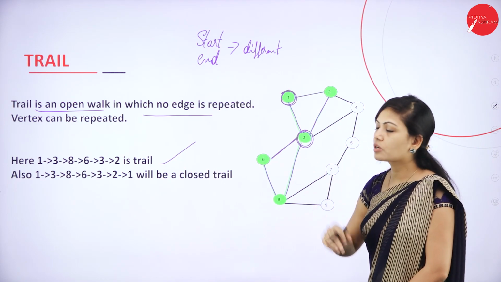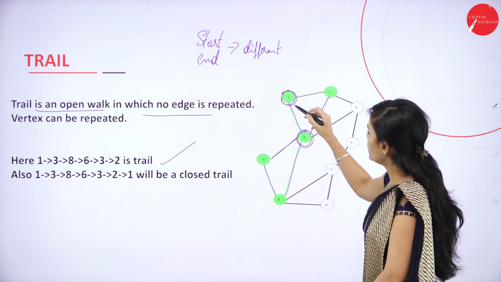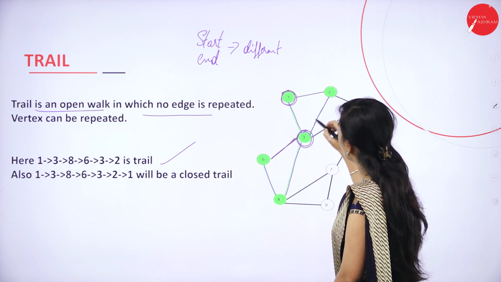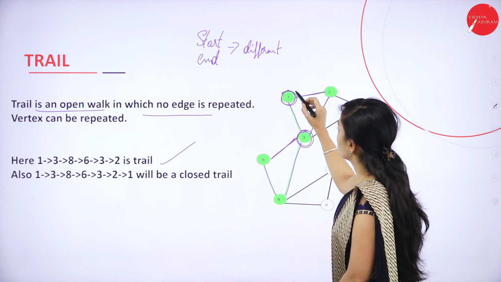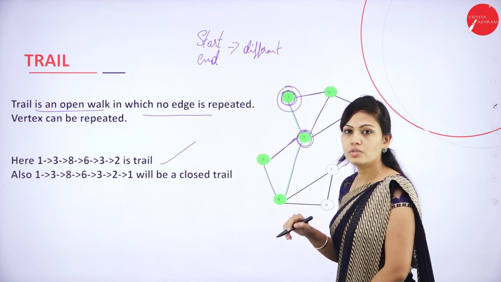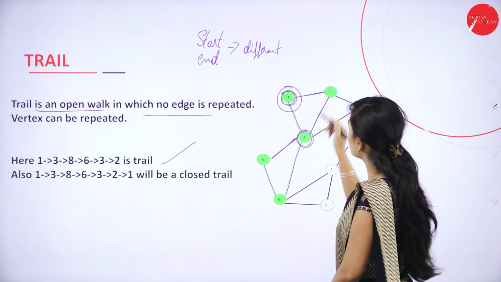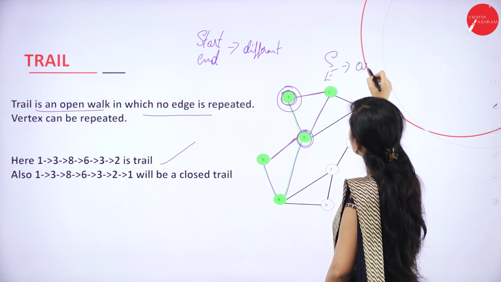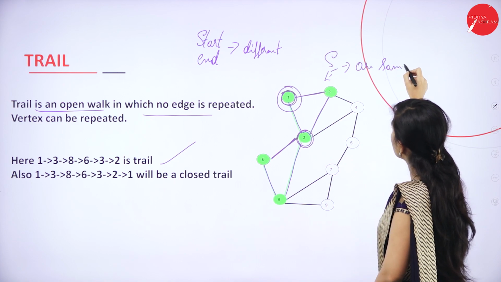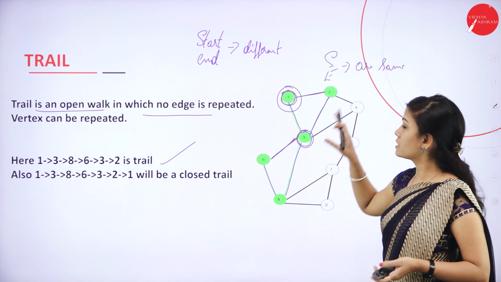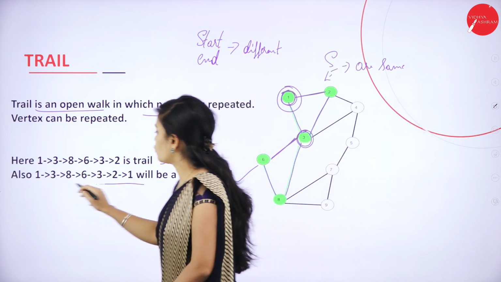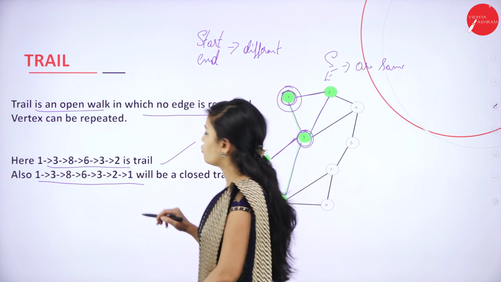So what about this closed trail? So 1 to 3, 3 to 8, 8 to 6, 6 to 3, 3 to 2 and 2 to 1. So this is a closed walk, because starting point and ending point are the same. Starting vertex and ending vertex are the same, means it is a closed trail. So the second example is for a closed trail and this is for an open trail.